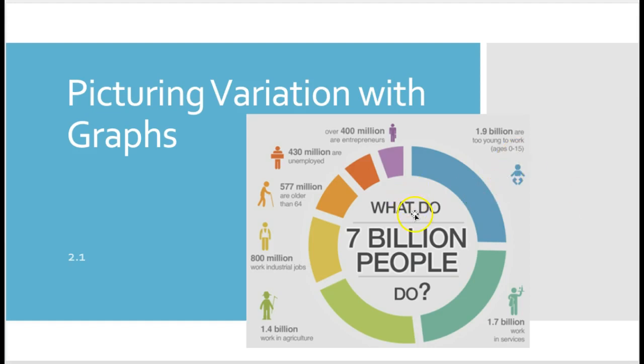In here, this is just a pie chart, and it says, what do 7 billion people do? Here you have 1.9 billion are too young to work, 1.7 billion can work in services. This represents a pie chart, which is used for categorical variables only, not for numeric. So we're going to learn that the type of variable determines the type of graphs that we can make.